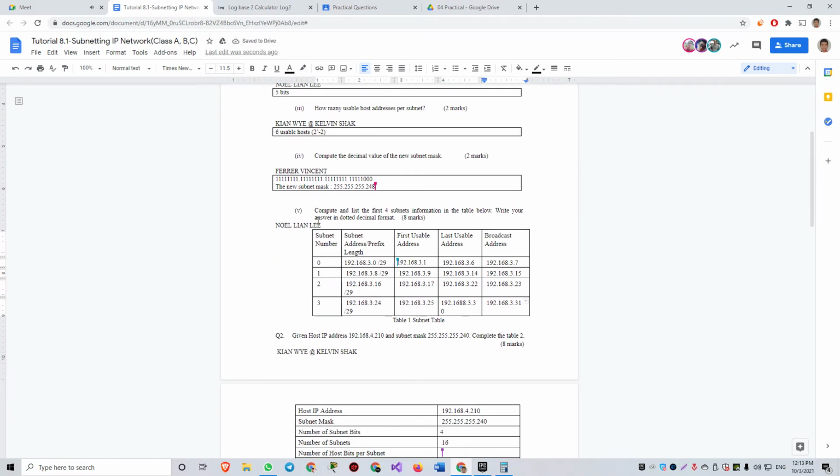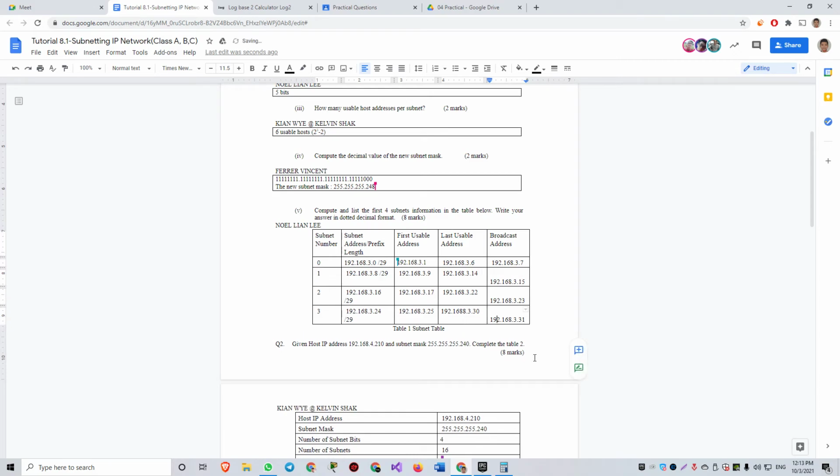Your last usable for subnet 3, you made a typo there. It's not 1688. Be careful with the typo. All right, so you're done.